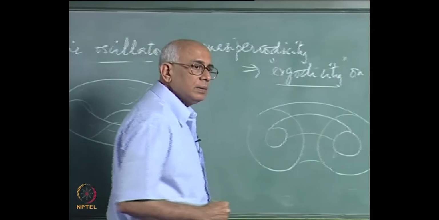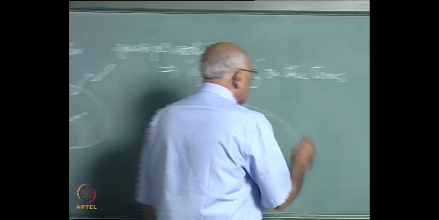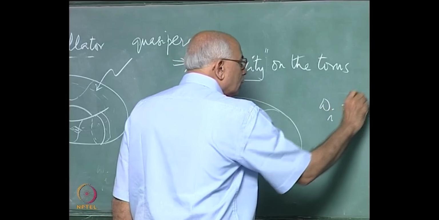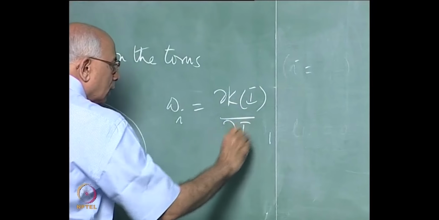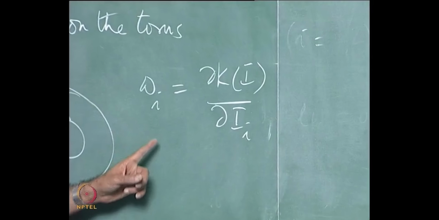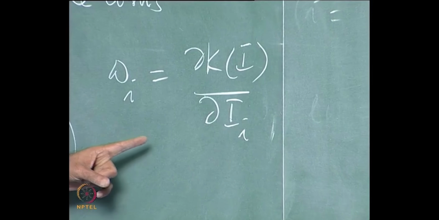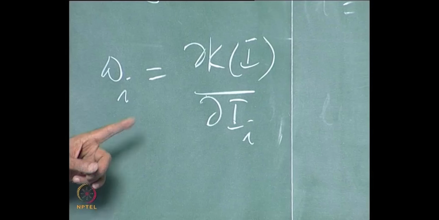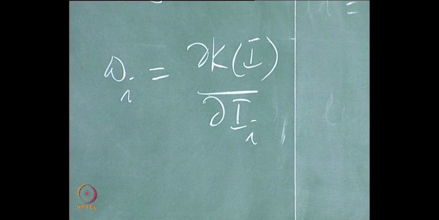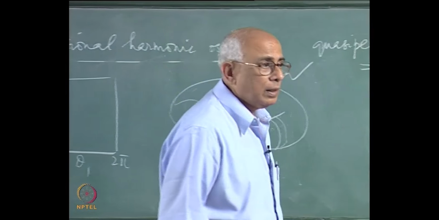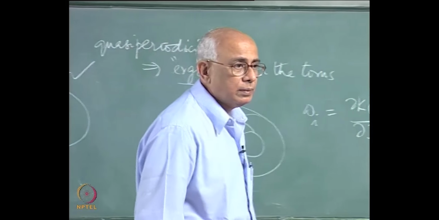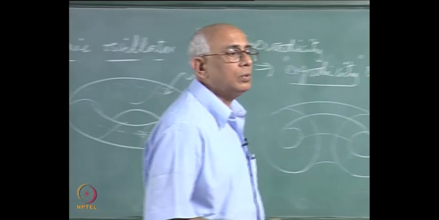special about it? Go back and recall that omega_i was in general equal to delta k of I over delta I sub i. What happened in the case of a harmonic oscillator? It was constant, the frequencies were constant, independent of the initial conditions, independent of the energy of the oscillator, independent of the amplitude of oscillation. This feature is not true in general.